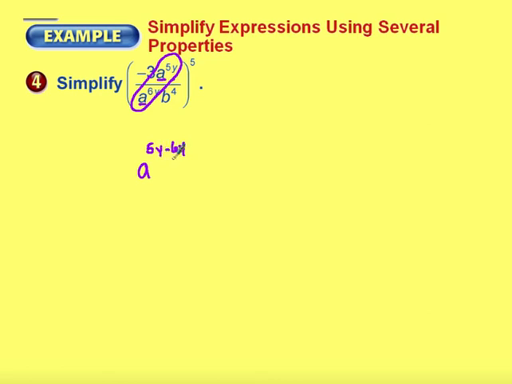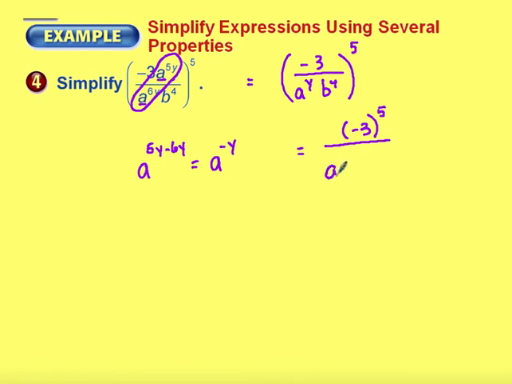So I'll have 5y minus 6y, which is technically a to the negative 1y power. Because it's negative, it's going to go to the bottom. So I can rewrite this now as negative 3 divided by a to the y power, b to the 4th, and this is all raised to the 5th power. So now I will go ahead and handle my power distributions. This is going to give me negative 3 to the 5th power divided by a to the y to the 5th power and b to the 4th to the 5th power.